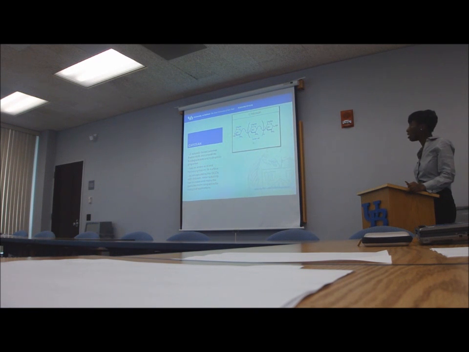Also, this is the image of chitosan. As you can see, this is the hydroxyl group, OH, and this is the amine group, NH2. And this is a schematic I drew, basically showing what we're trying to do.